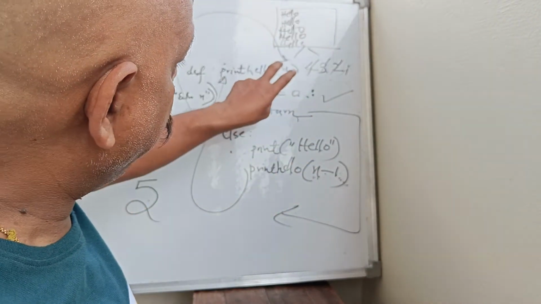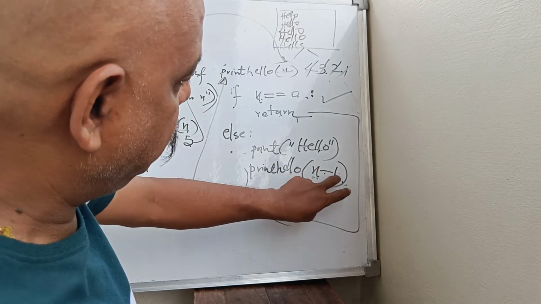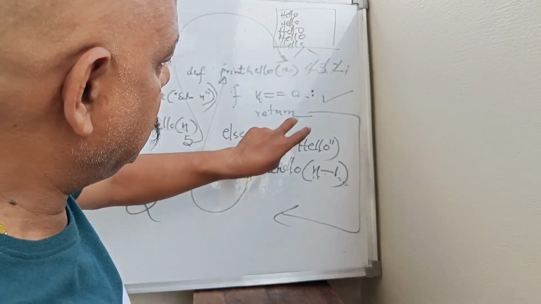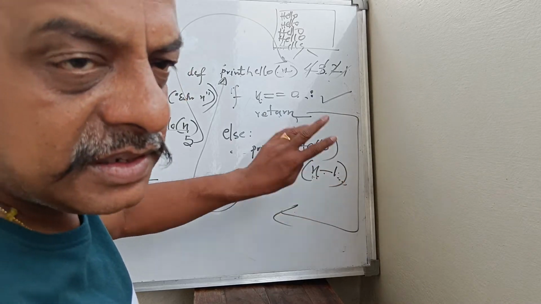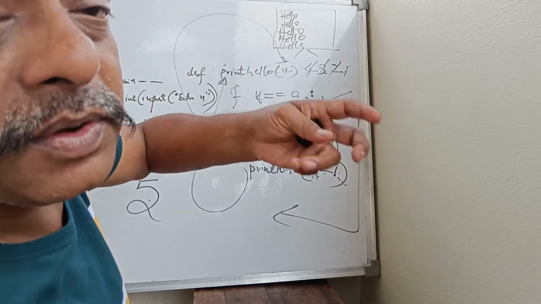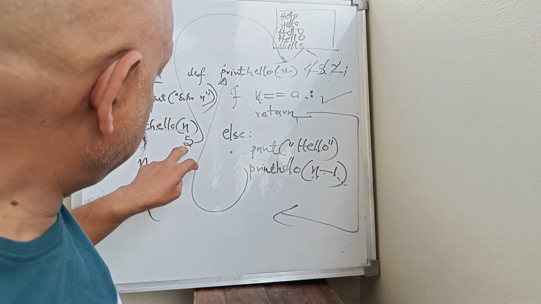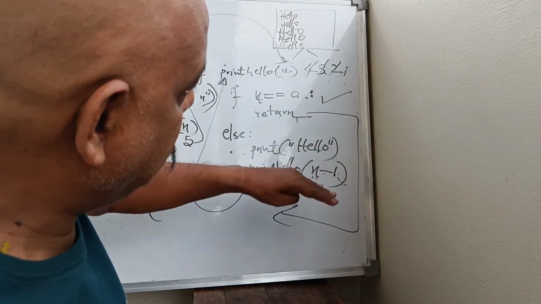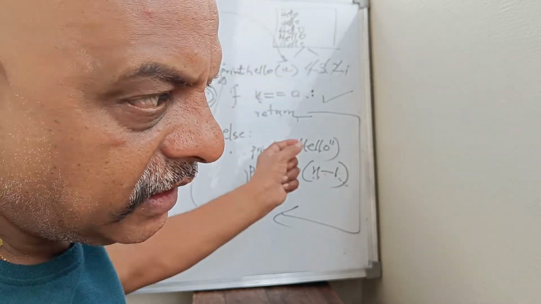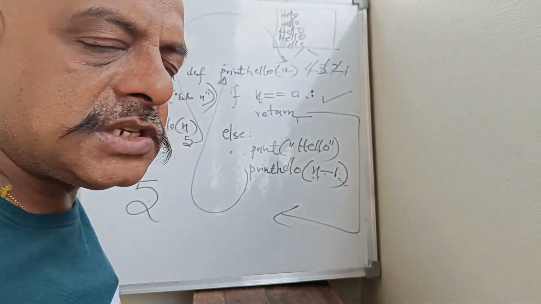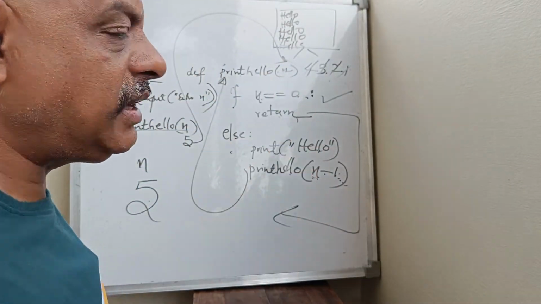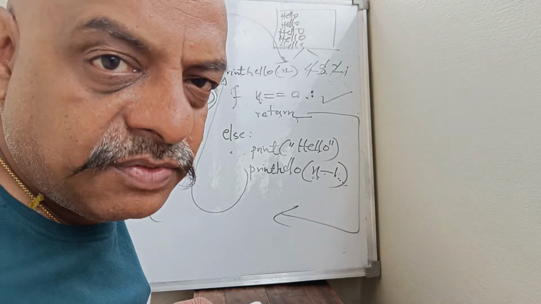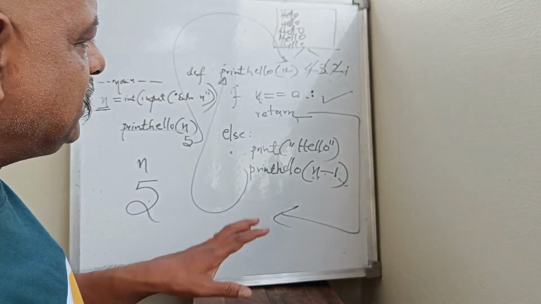So in total it prints for 5, 4, 3, 2, 1: five times. For example, if I want to print 10 times, here n is 10. Is 10 equal to 0? False. Then 10 minus 1, 9, 8, 7, 6, 5, and finally it reaches 0. So depending upon the nature of the problem, you have to design a base case through which you come out of the recursive function call. So this is the definition.